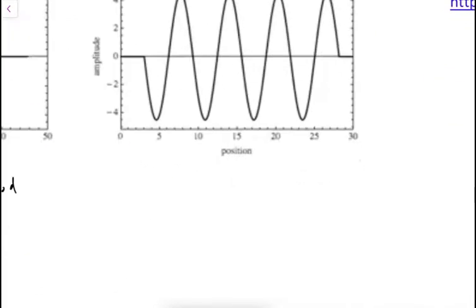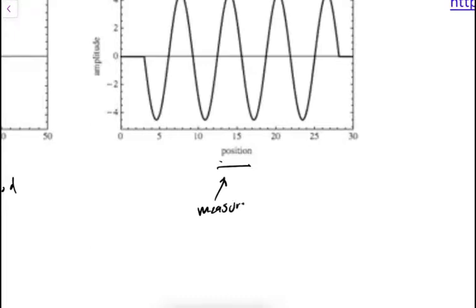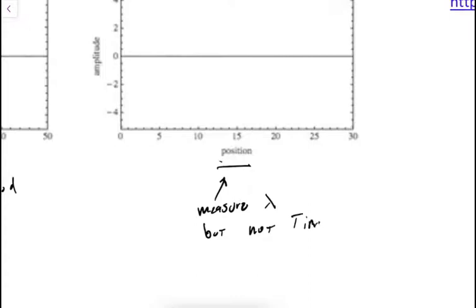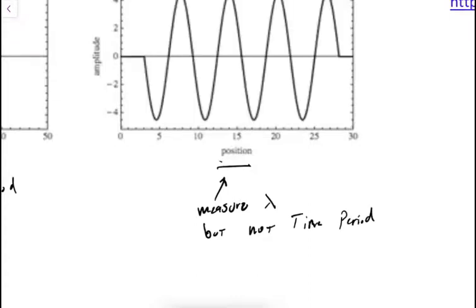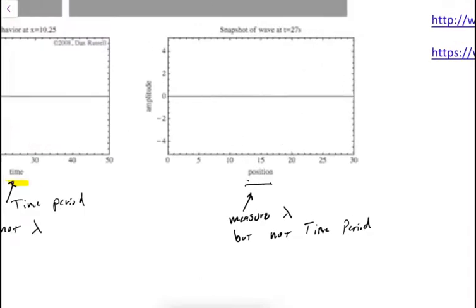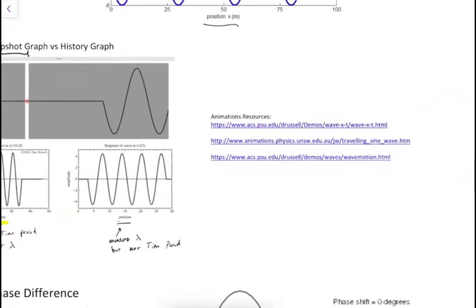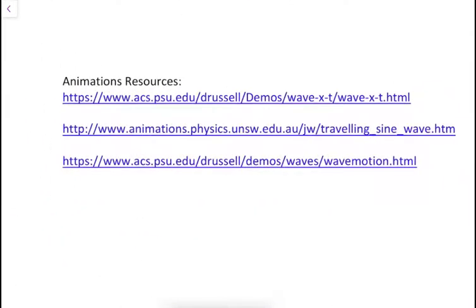And in that snapshot graph, like we just did above, since this has position, this can measure wavelength, but not time period, because we have stopped time. We've taken a snapshot of time, so we're not measuring time in that case. So you either need both of these graphs, or you need to be given one piece of information to be able to determine the wave speed. I highly suggest going to my notes to look at more advanced versions of this, or the same animations that I'm showing here.